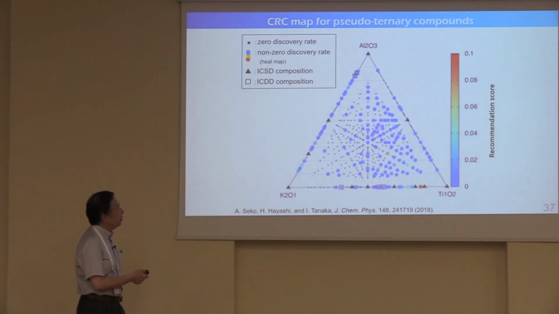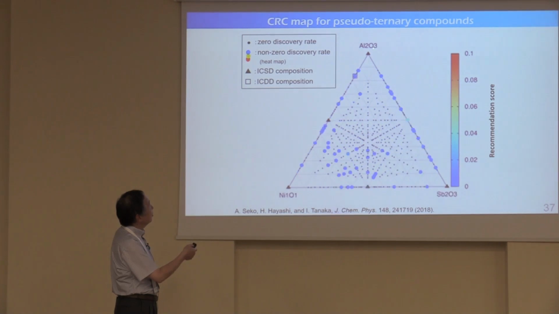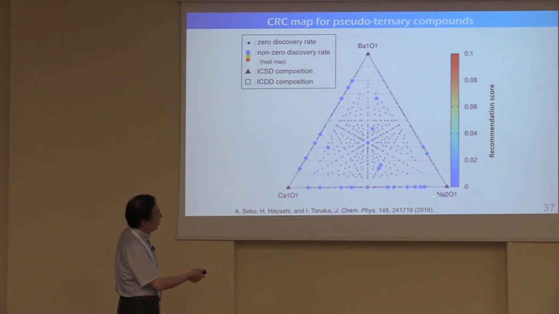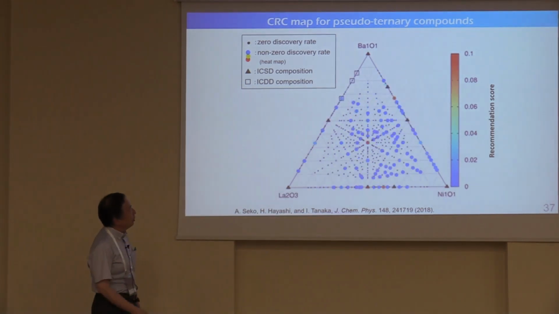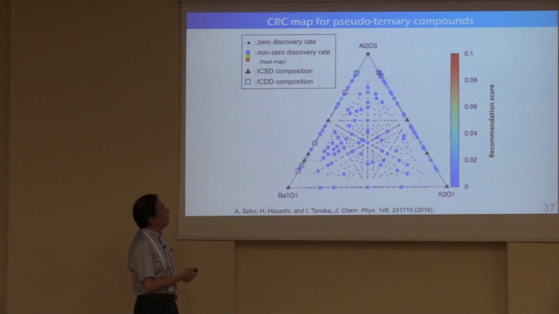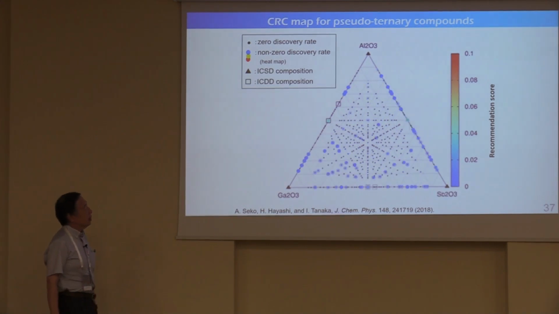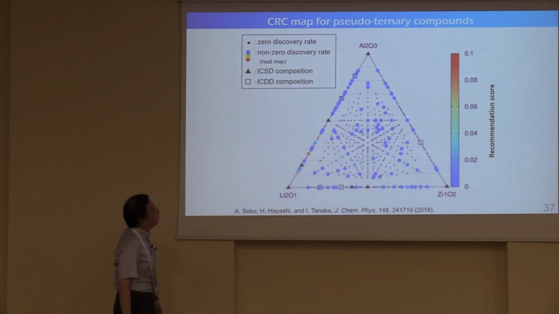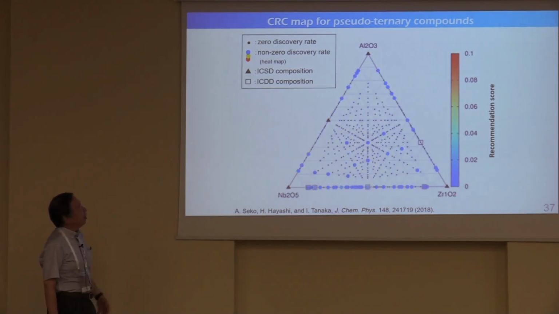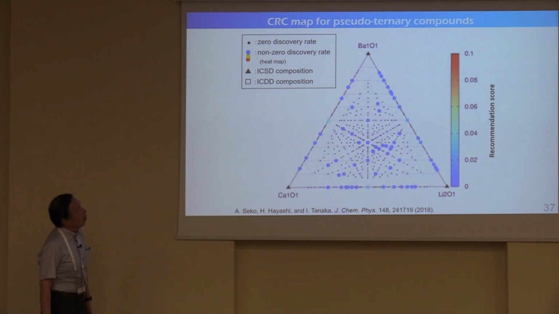And this is just blinking LEDs, but this is a pseudo-ternary compound. So there are 3 compounds, and the compound members are changing. Depending on the combination of these compounds, the position of the recommended chemical composition, recommended CRC, is changing. Sometimes you can see some red dots, and it is a very good candidate for a new CRC.